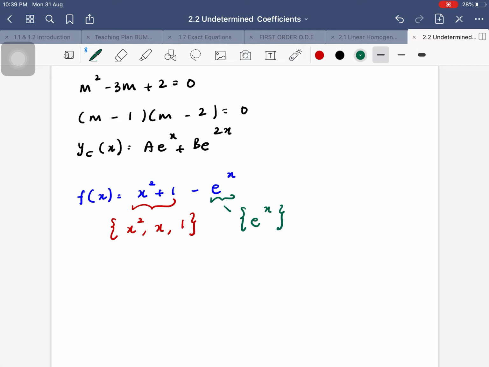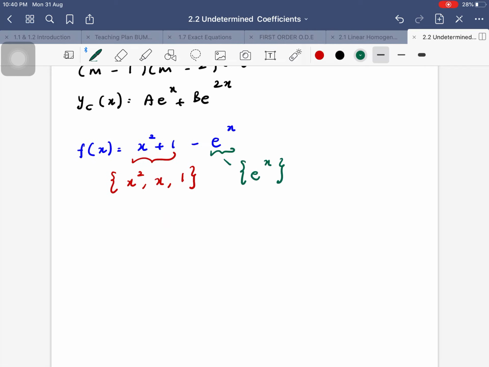So when we write the yp, we are going to combine these two functions. My yp of x, I'm going to start with the polynomial. So it's going to be cx squared plus dx plus e. Let me put a bracket around this, so this is for the polynomial, plus, and for the case of exponential, let's say I'm going to put that as f exponential of x. And let me put a bracket around this one as well.